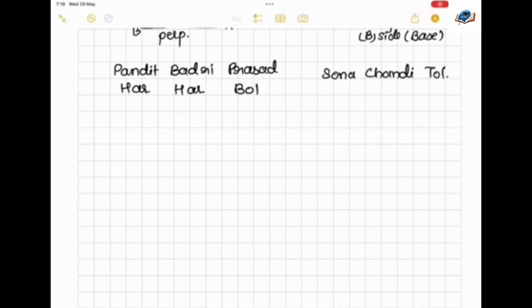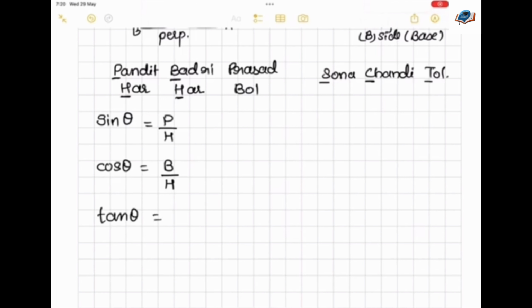Here we have to take the first letter only of each one. So as Sona means sine, that will be P upon H, that is perpendicular upon hypotenuse. Then cos theta will be B upon H, that is Badri's B and Har's H. And same way tan theta will be P upon B, Prasad upon Bhole.